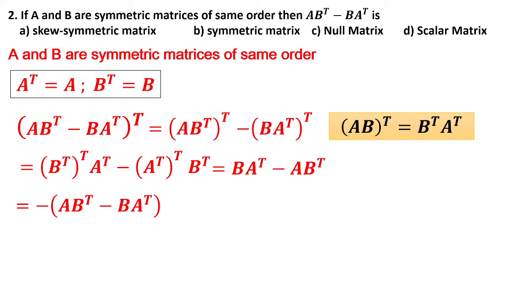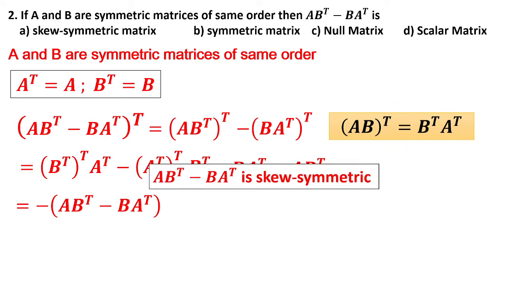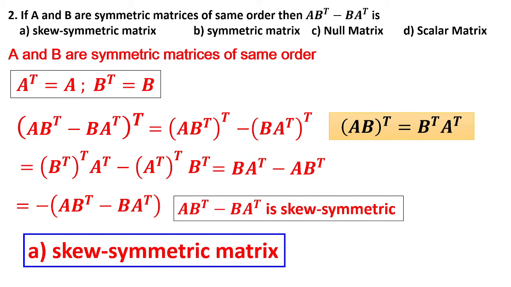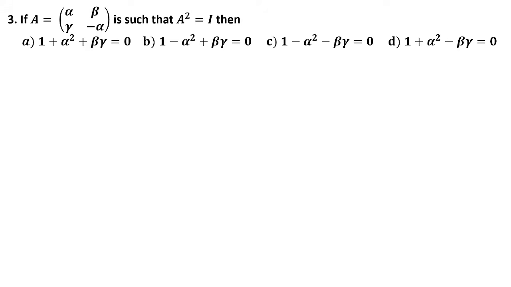Now you started with the matrix AB transpose minus BA transpose. When you transpose it, you are getting minus of that. Therefore, clearly this is skew symmetric. Option A. Now move on to question number 3.